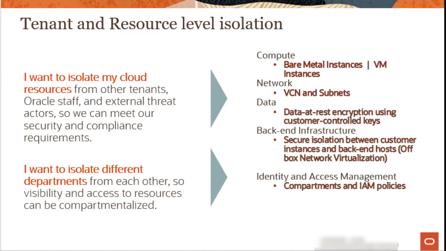This is achieved using off-box network virtualization. Off-box network virtualization takes some of the features that are usually implemented in a hypervisor, such as management and I/O functions, and implements them in a separate physical hardware device. So these are the main features that provide tenant level or customer level isolation.